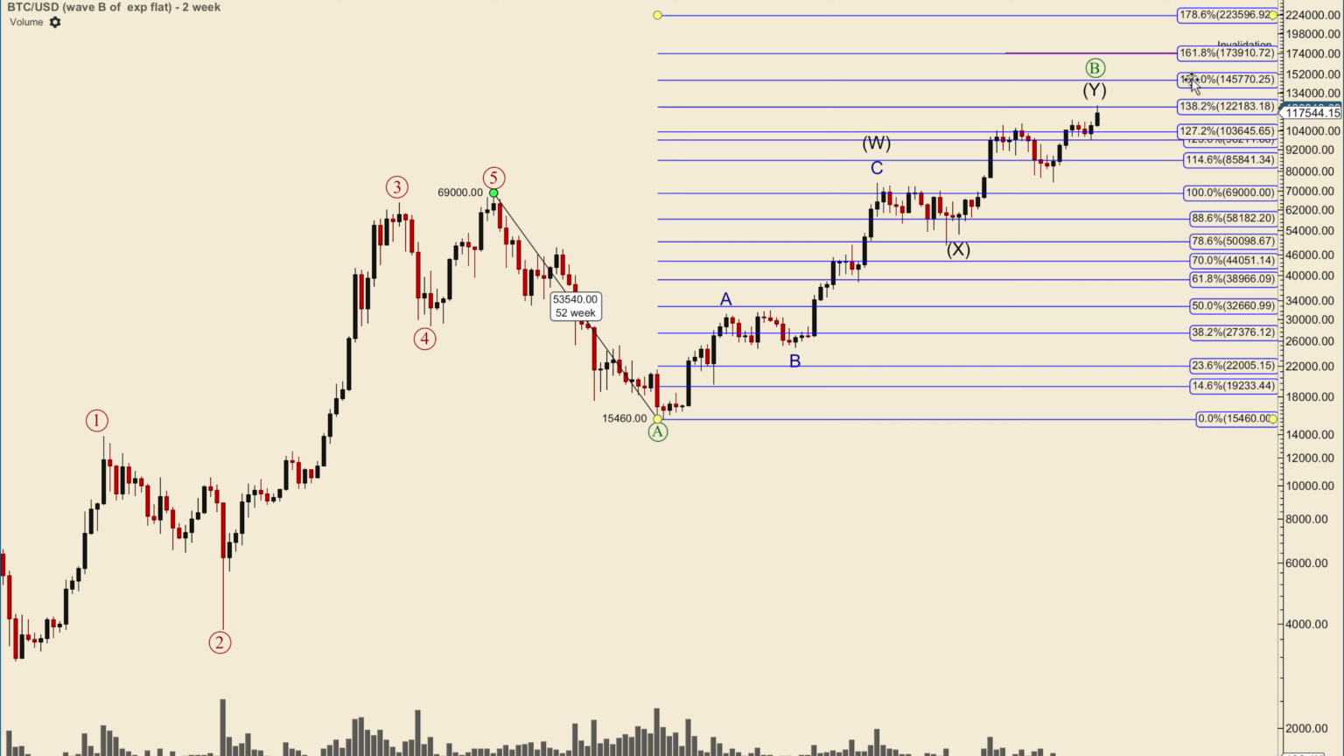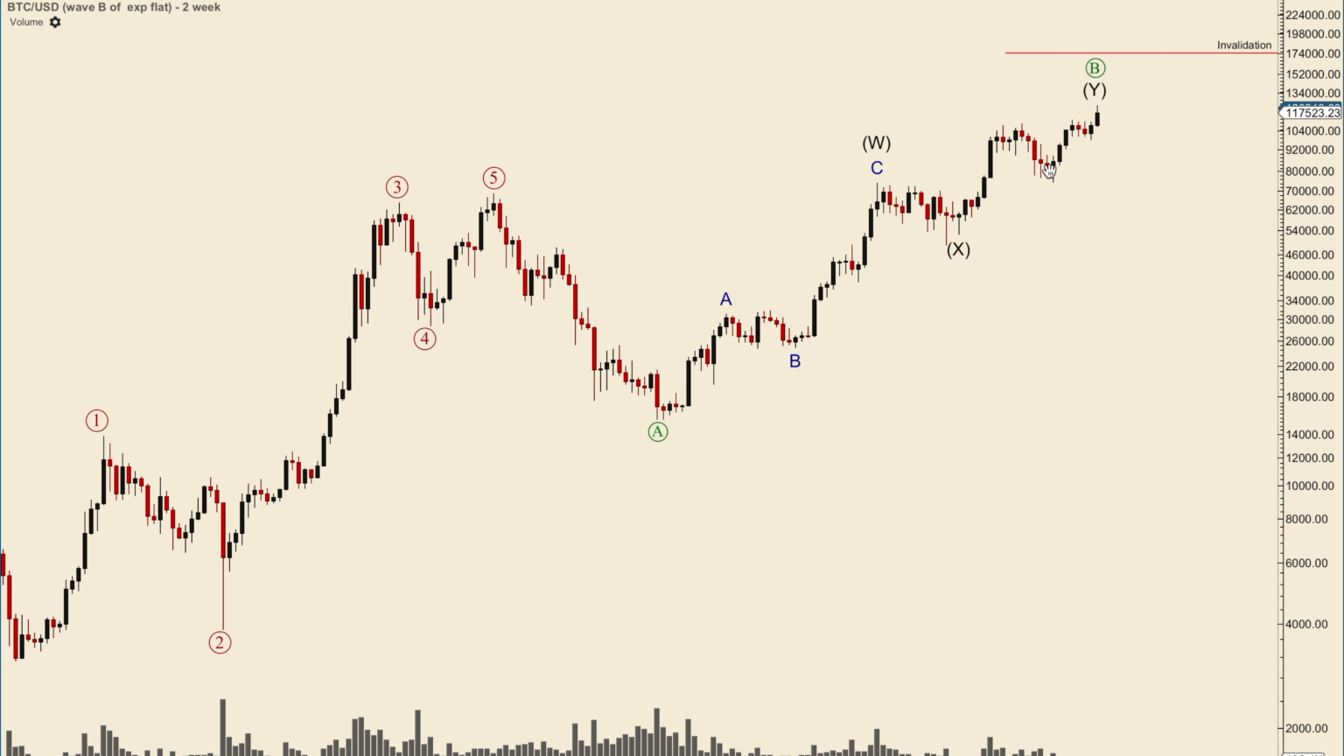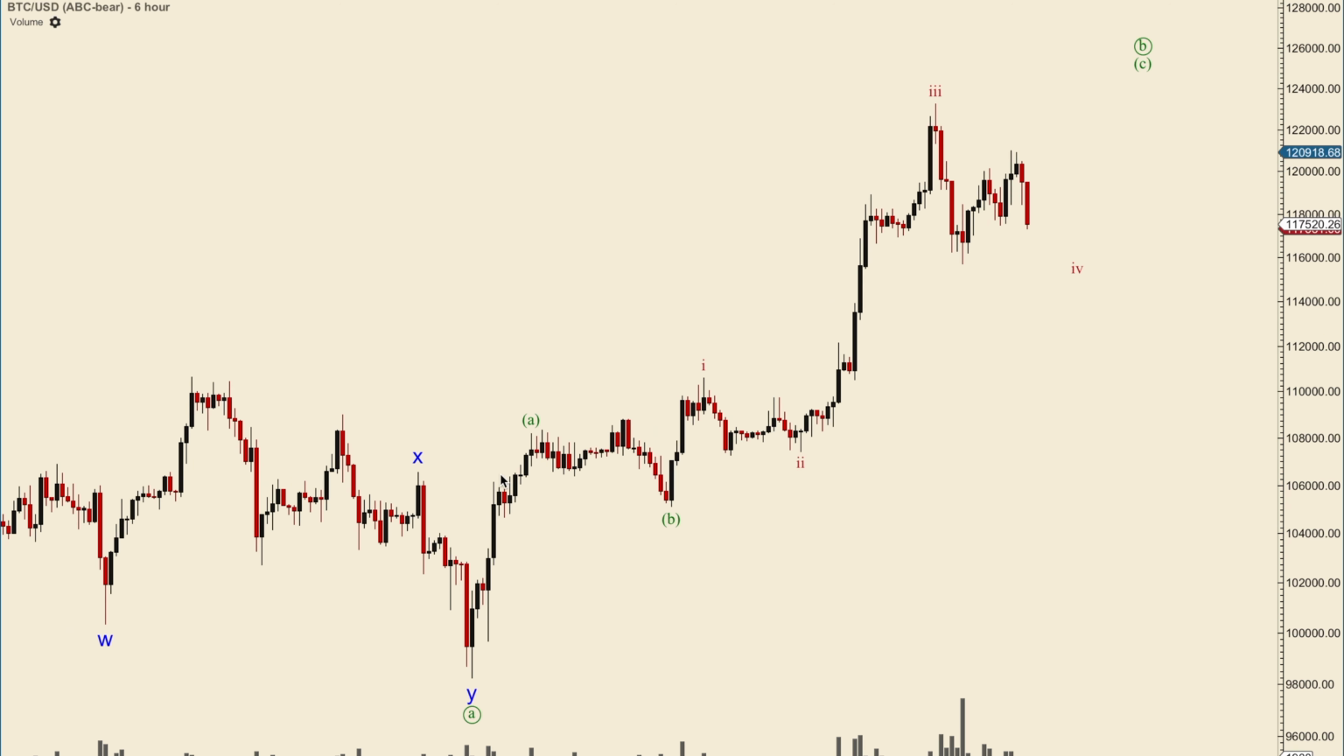So therefore I'm using it as an invalidation. You can use it freely to not invalidate if you want, but it's super low probability for it to be an expanded flat if we hit this target. But as it is now, it's very much an option. But nonetheless, if we count it as an expanded flat here, then we need to count this move up as an A, B, and then a wave C.